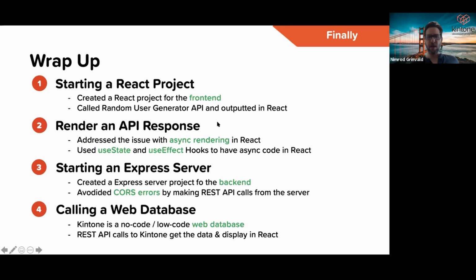Let's wrap up. Today, what we did, we started a React project on the front end. We called the random user generated API. We outputted it into React. Rendered an API response with useState and useEffect hooks. We spun up an express server and avoided the CORS errors. And then we started to set up the posting behavior as well as the getting behavior.